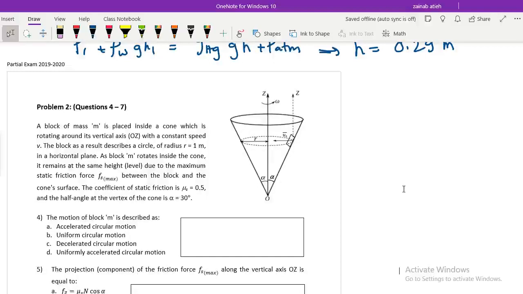In this problem it says the motion of the block M is described as a uniform circular motion. So uniform circular motion, U.C.M. Why? Because it's moving in a circle with a constant speed. Okay, if it's moving in a circle with a constant speed, then it is a uniform circular motion.